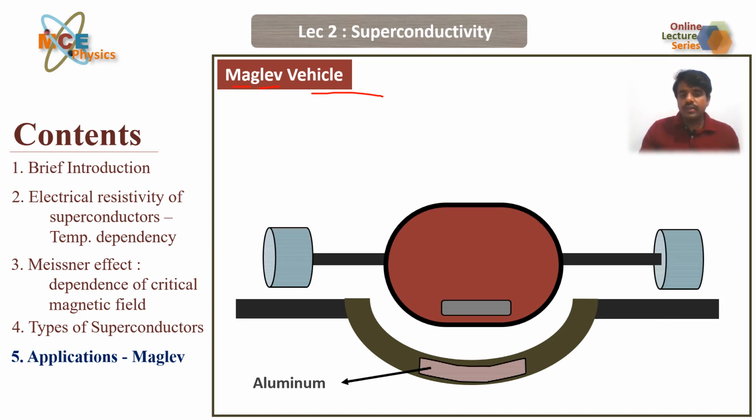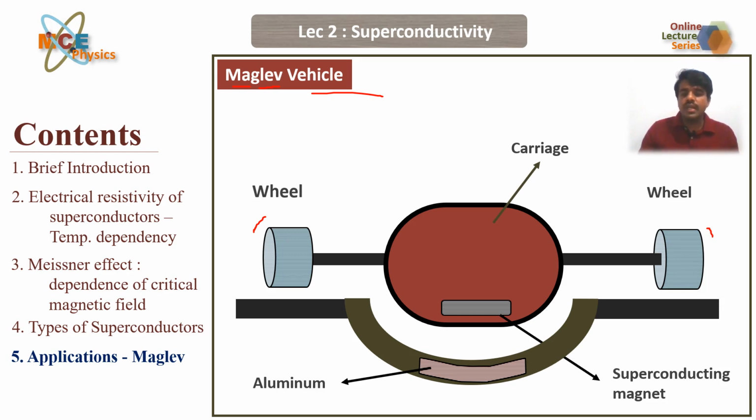Here there will be two wheels which you can extract and take back inside the vehicle whenever you want. This will be the carriage where you can see the passengers sitting inside, and this will be the superconducting material. This material will simply be a coil.